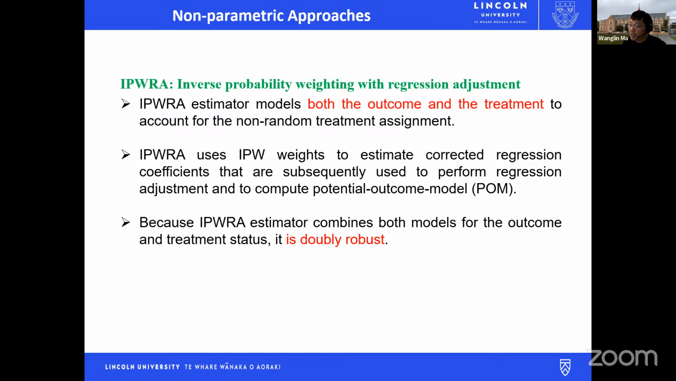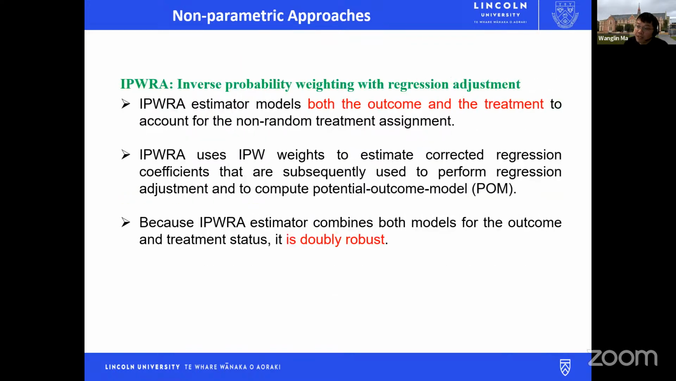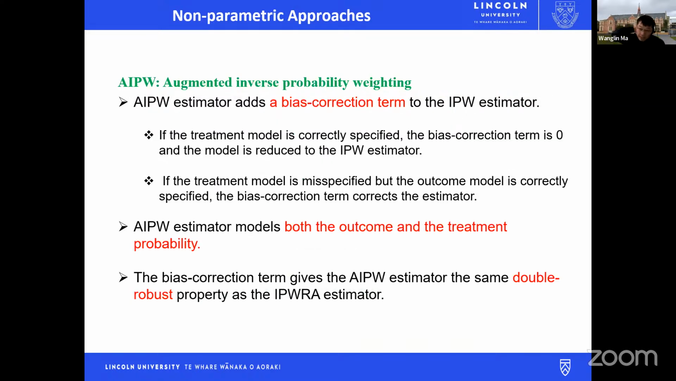And because the IPWRA estimator combines both models for the outcome and the treatment status, it is doubly robust. Did you see this? Among the RA, IPW, and IPWRA estimators, among these three approaches, IPWRA is better. And then let's look at the AIPW.